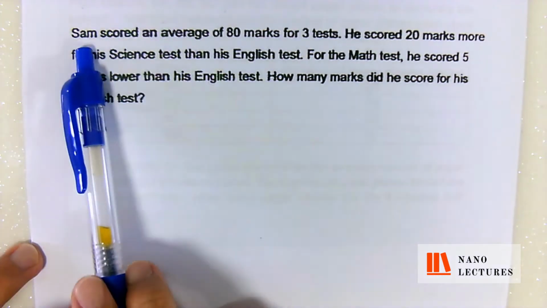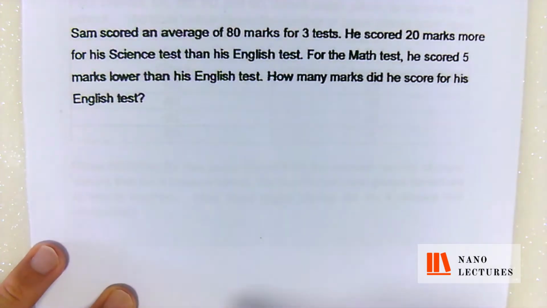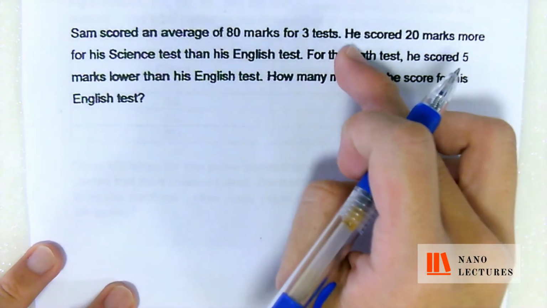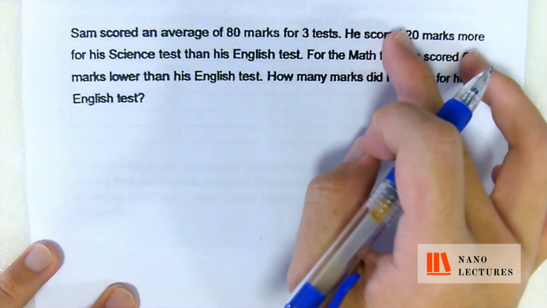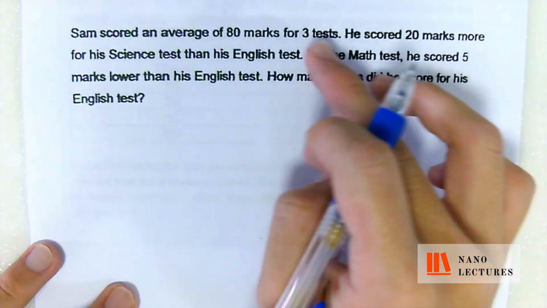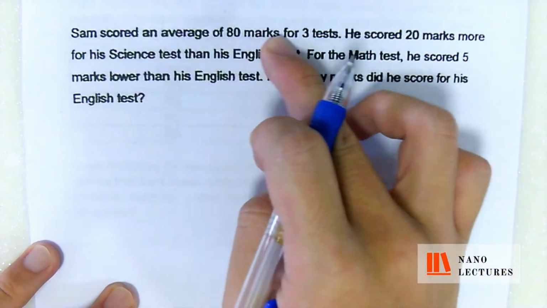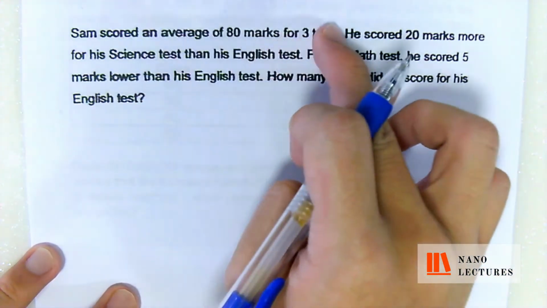Now for this one, they say that Sam scored an average of 80 marks for 3 tests. Before you read on, go and find the total marks first. Don't bother reading any further. Remember I told you before, whenever you see a question and you can find a micro detail, find the micro detail first, don't read on.